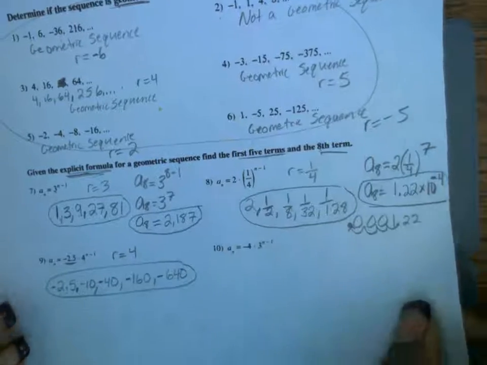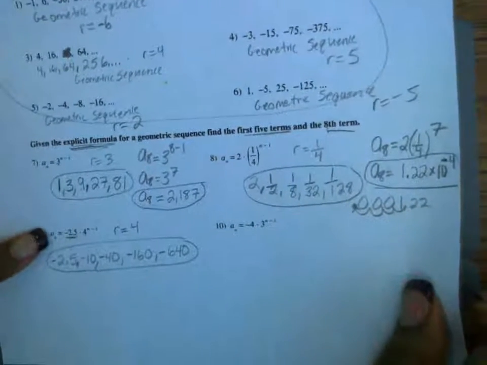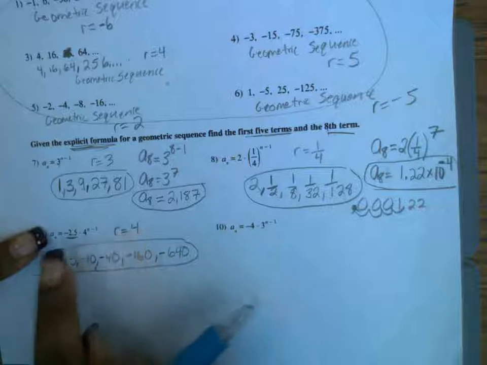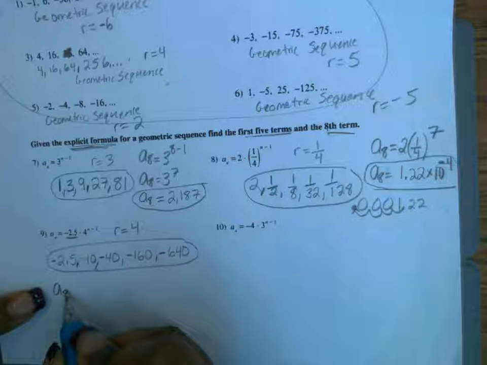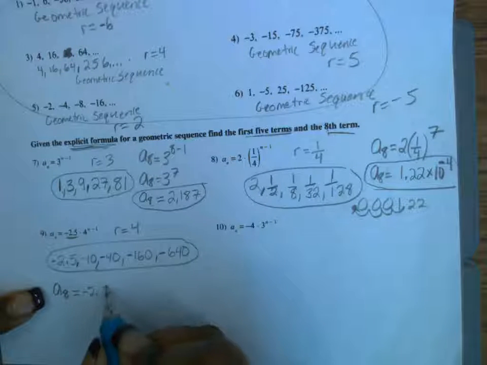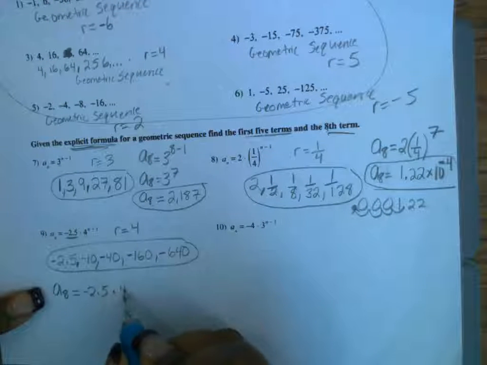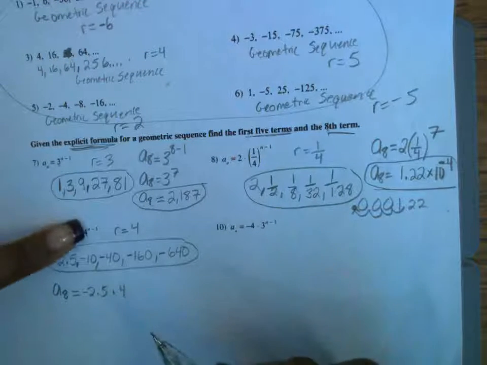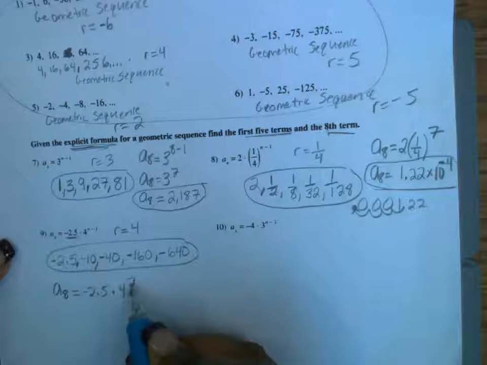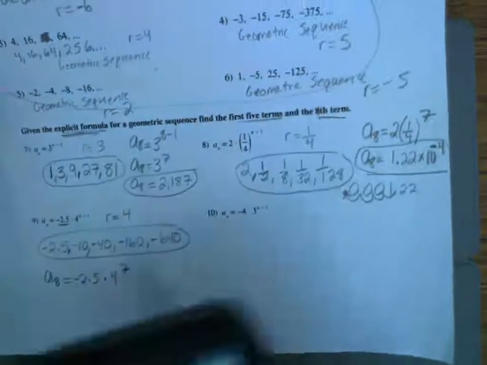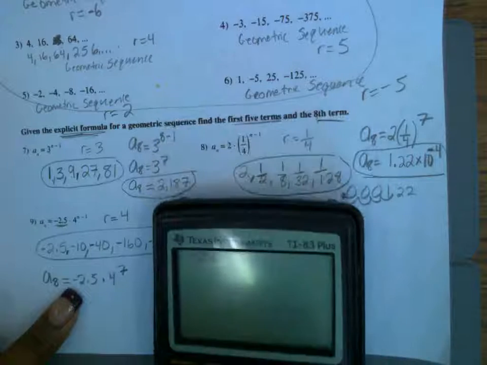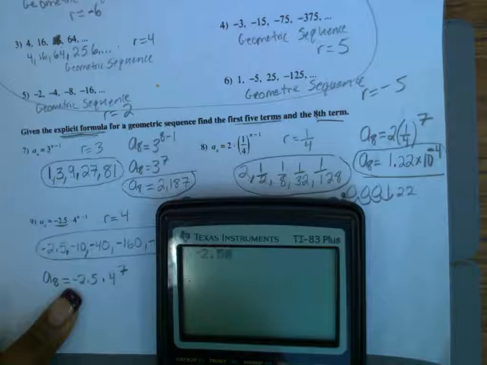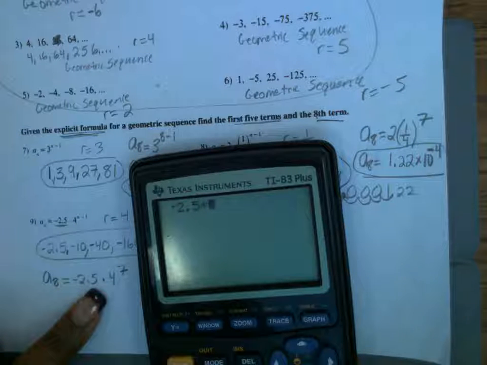Now you want to figure out what your 8th term is. So you use the explicit formula and substitute 8 in the place of n because you're looking for the 8th number. So this is a sub 8 is equal to negative 2.5 times 4 to the 8th power. So it says n minus 1, so that's 8 minus 1, which is 7. Okay, so let's type this in. So this is negative 2.5. Oops, sorry y'all. Forgot my decimal. Times 4, caret key 7. Okay?